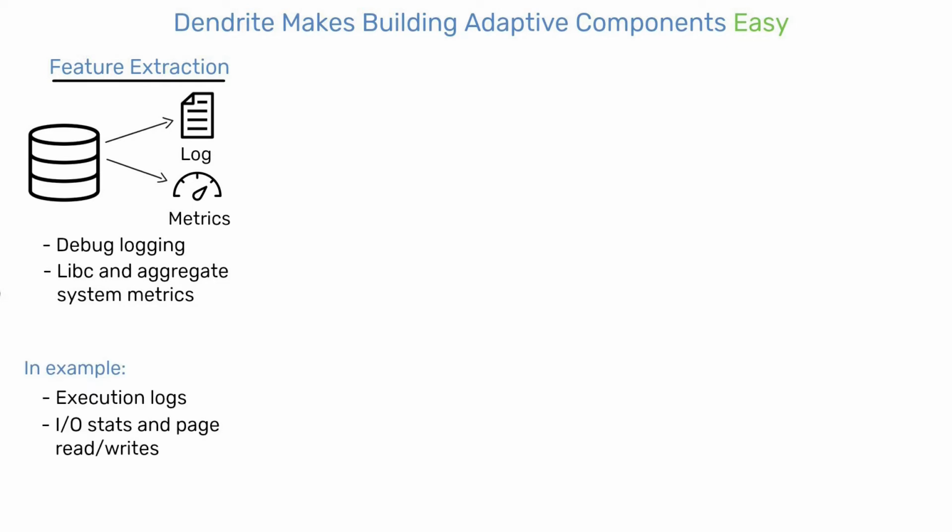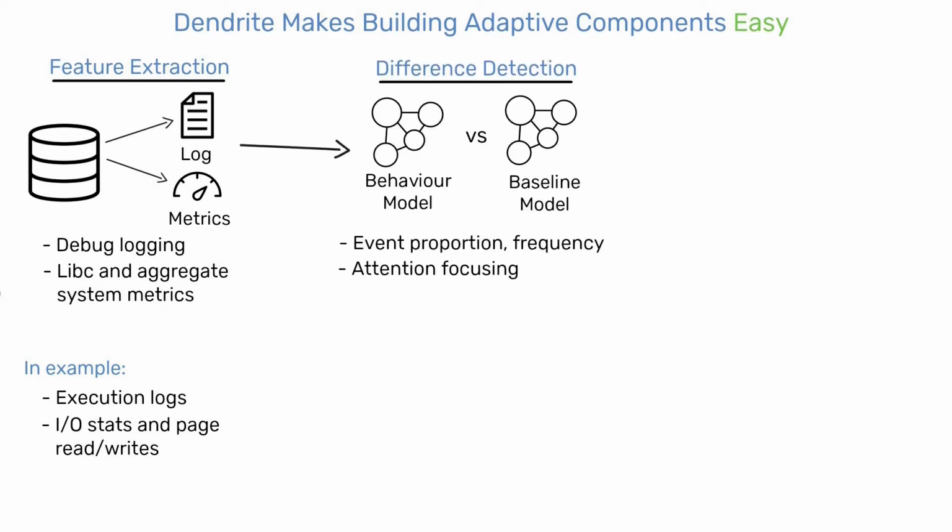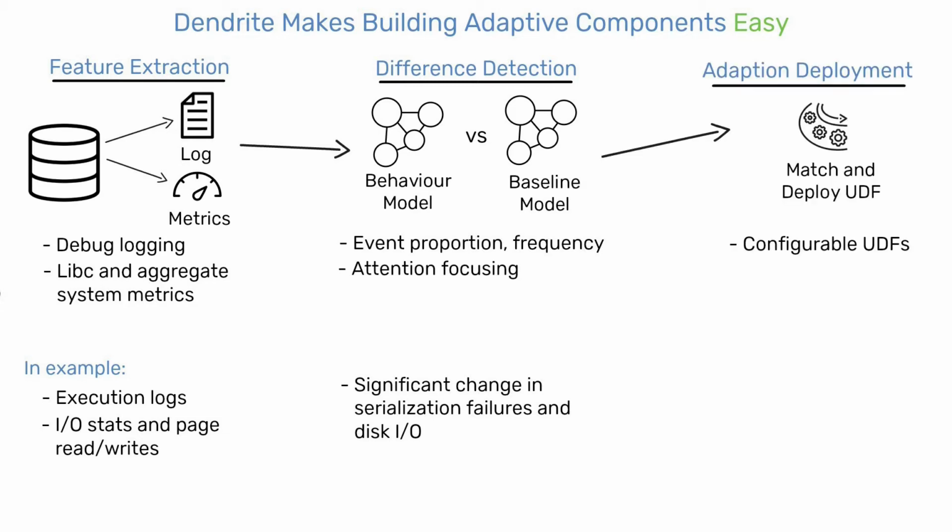In our load spike example, Dendrite uses database execution logs and aggregate system metrics. Using this information, Dendrite identifies how system behavior differs and determines which of these differences are important. Here, Dendrite determines that there is a significant increase in serialization failures, disk activity, and database worker processes. Dendrite matches these differences to user-defined functions and executes them to remedy the behavior differences. For example, Dendrite can contact a load balancer and change the routing to reduce the load spike contention.